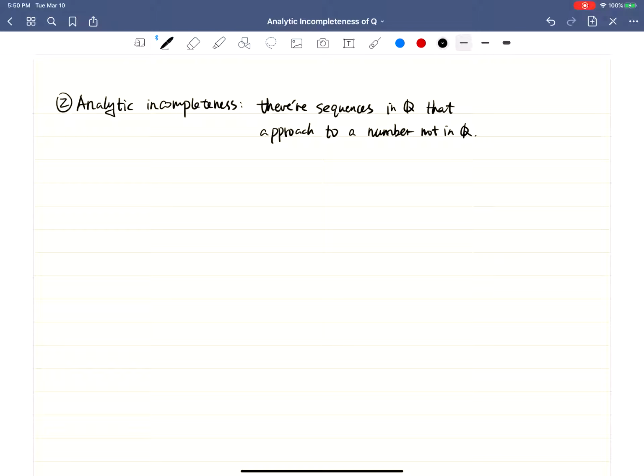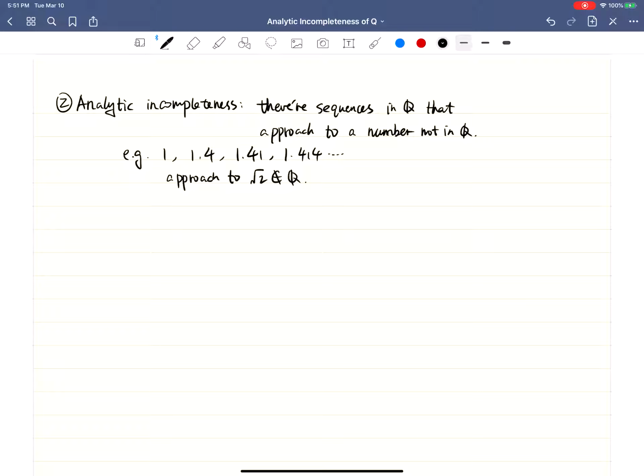Okay, so for example, let's consider the following sequence: 1, 1.4, 1.41, 1.414, etc. So these numbers are all rational numbers, and they approach the square root of 2. They approach the square root of 2, and according to what we just proved in the last video, the square root of 2 is not a rational number.